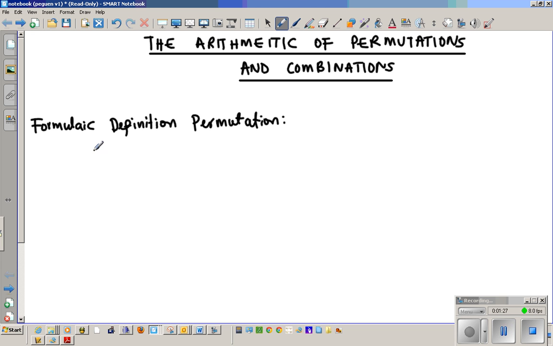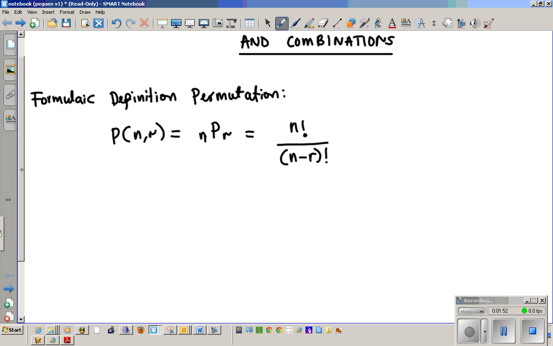The definition of permutation from a formulaic standpoint can be written as P(n, r), which is the same thing as nPr, is equal to n factorial divided by (n minus r) factorial. Alright? So that's the definition of permutation using the formula. Okay? Now let's apply this to an example.